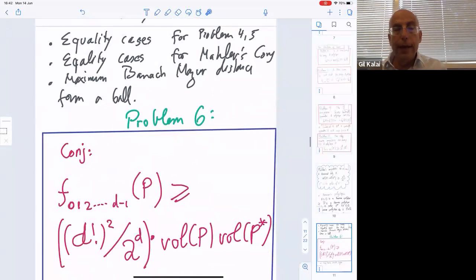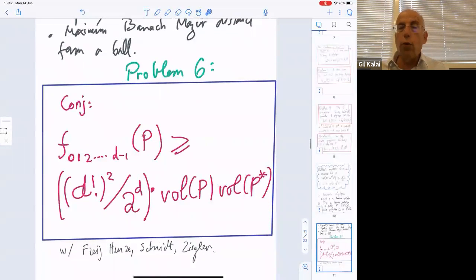Let me mention another problem. This is more of an ad hoc problem. It came up in a discussion by Frege, Hense, Schmidt, and Ziegler about a decade ago. Mainly, it came from computer experimentation. This conjecture asserts that the number of total flags of a centrally symmetric polytope is greater or equal to d factorial squared divided by 2 to the d times what's called the Mahler volume, the volume of P times the volume of P star.